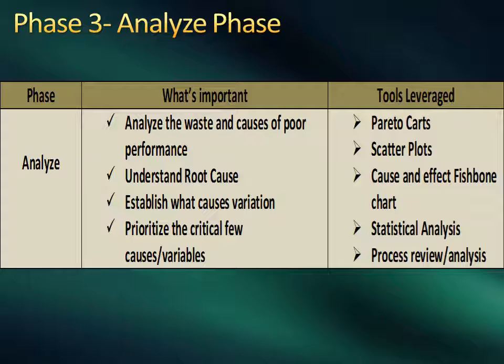You need to establish what causes the variation within the process. If there are things that make that process go awry or cause the output to be incorrect, this is where you need to understand that variation. And then prioritize the critical few causes and variables. This phase really is where you drive the cause and effect conversations using the data or brainstorming and prioritizing tools in order to find the areas to improve on.